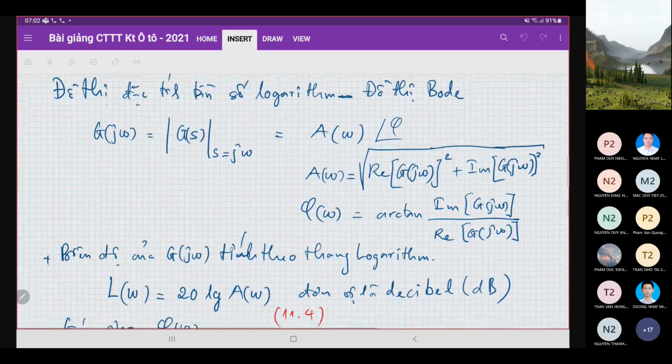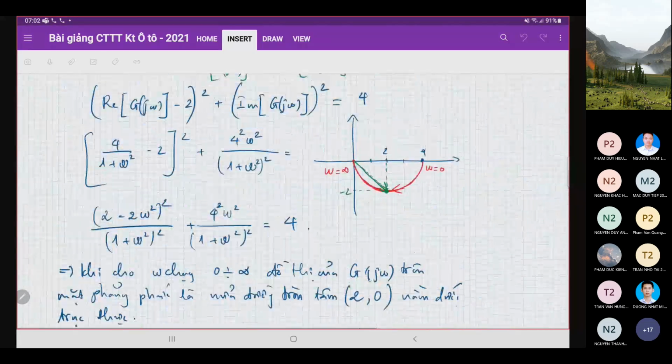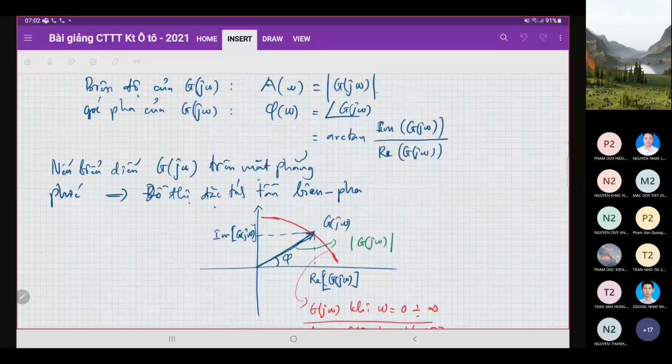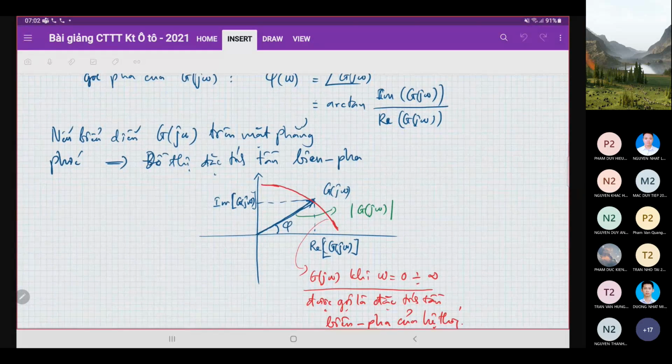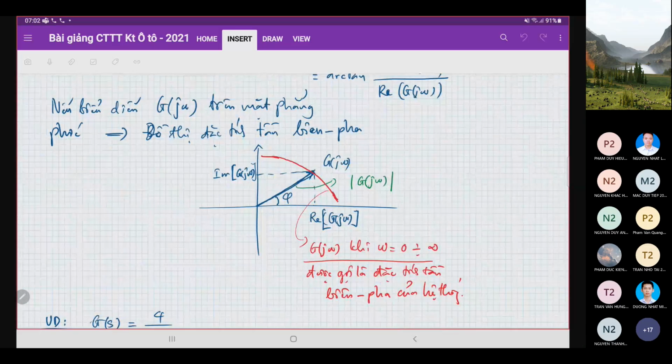We can use the magnitude and phase diagram in order to represent the G(jω) on the S plane, or we can use, and that means we combine both magnitude and the phase of the G(jω) in one diagram.